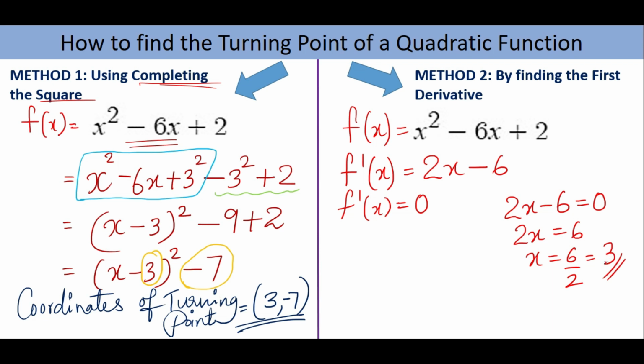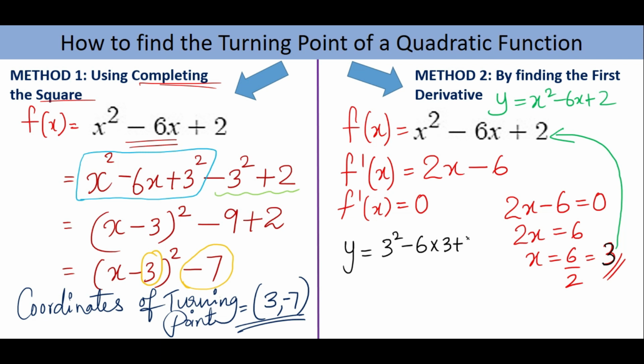Once I get the value for x, I will substitute this into my f of x equals x squared minus 6x plus 2. Why? You should remember that f of x is nothing but the y. So y is x squared minus 6x plus 2. It just means the same. y equals x squared, my x is 3. So 3 squared minus 6 times 3 plus 2.